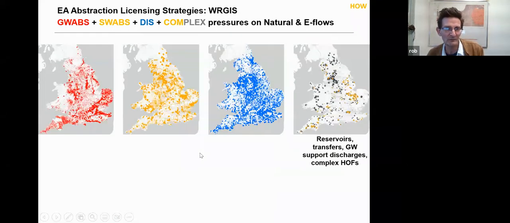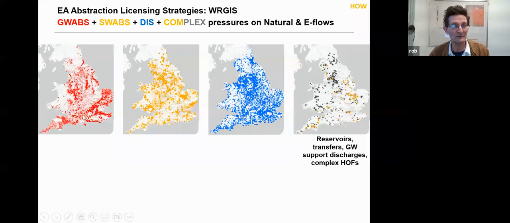Within the guts of the Water Resources GIS, there is a good database of where all of the groundwater abstractions, surface water abstractions, discharges, and more complicated things like reservoirs, transfers, groundwater support schemes, complicated hands-off flow conditions and things. And all of that is stirred up in the context of the natural flows.